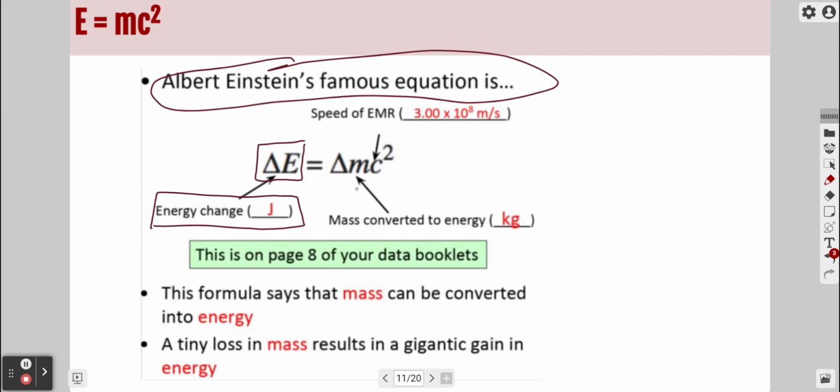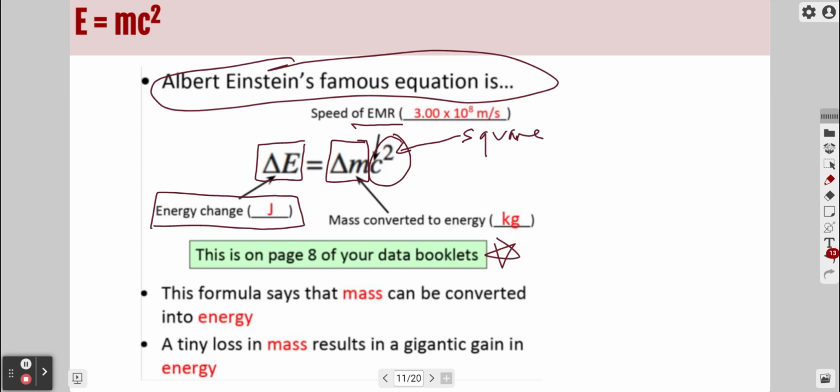Then we have delta M. So yeah, it's not just M, it's delta M. So it's the change in the masses. Okay, so it's the amount of mass that was converted to the energy. And then we have C, which you've seen before, the speed of light or speed of electromagnetic radiation. And remember, you got to square it. Okay, so you got to not multiply by 2, square it. So you're multiplying by itself, right? This formula is on page 8 of your data booklet.